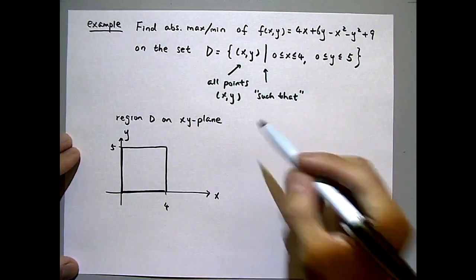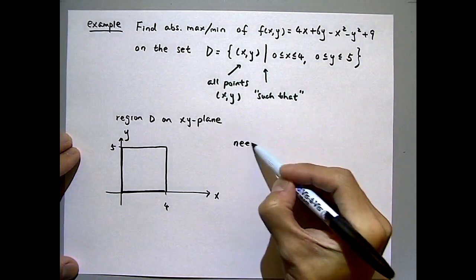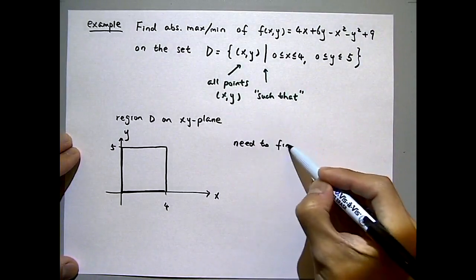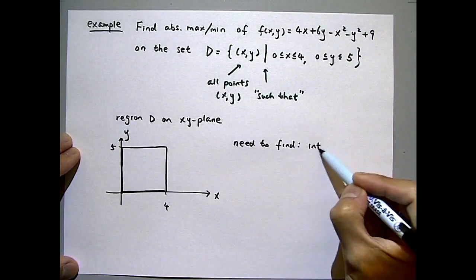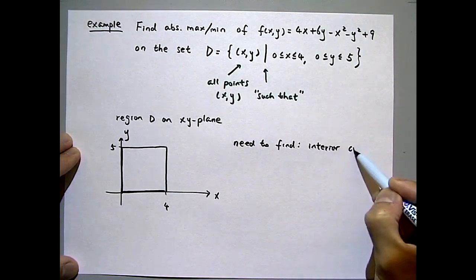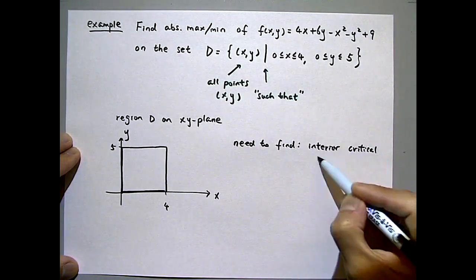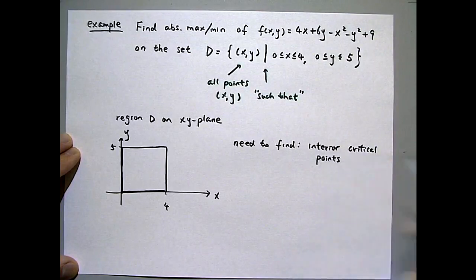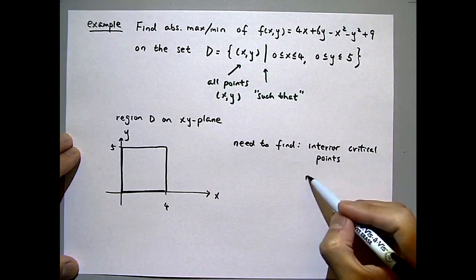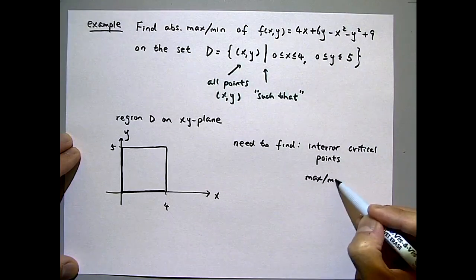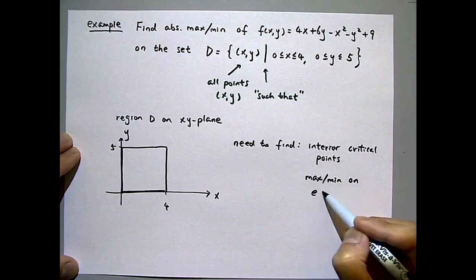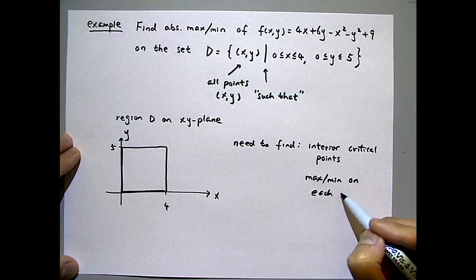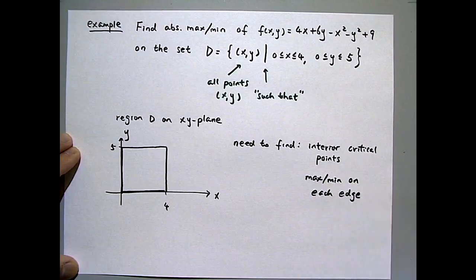And you've got to remember that we need to find, first of all, the interior critical points. Then the maximum and minimum on each edge. And then we compare all of them, just like the one variable case.